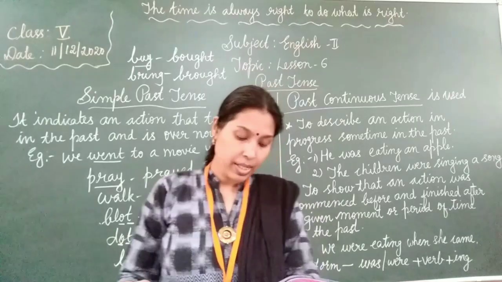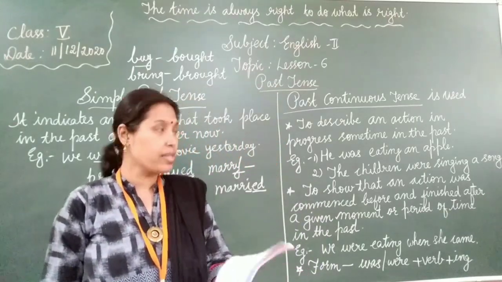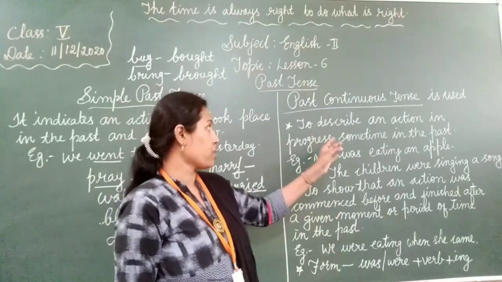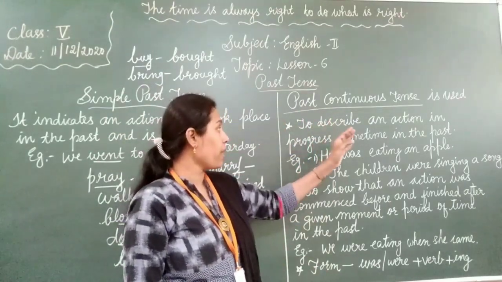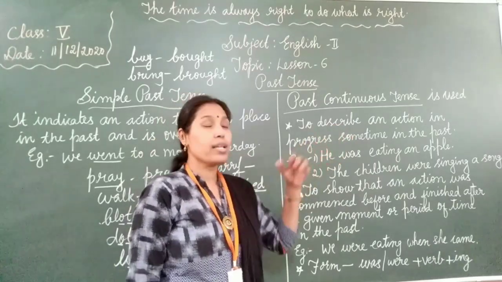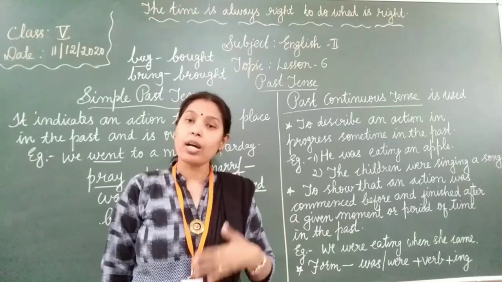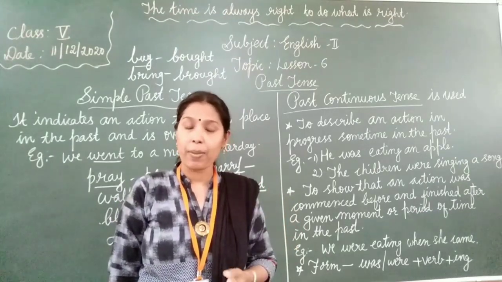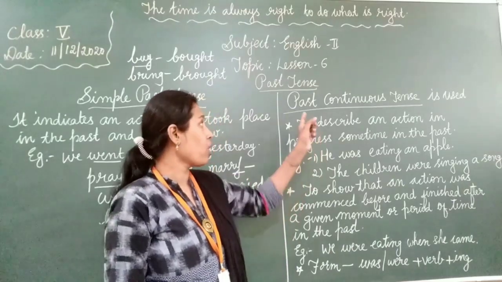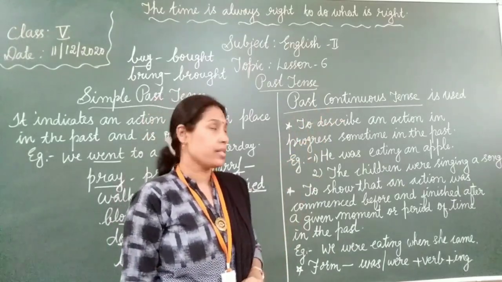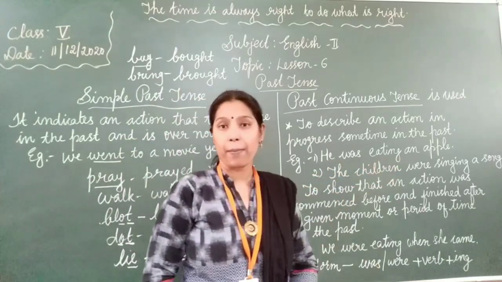The past continuous tense is used to describe an action in progress sometime in the past. So, what is past continuous tense? It is used to describe an action in progress sometime in the past. So, when we are speaking about something that happened in the past, and at that time it was progressing, it was happening, then it is called what? Past continuous tense. See the example, he was eating an apple.